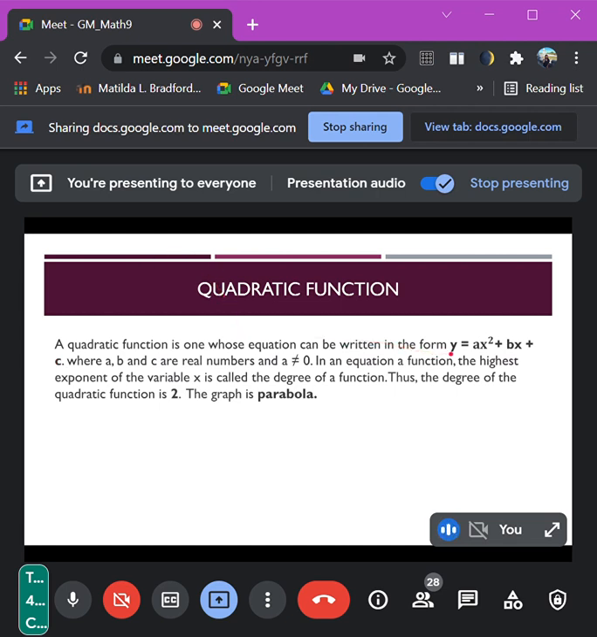So in this case, we put our y on the left side, or that is f of x. So you have there your a, b, and c should be real numbers, and your a should not be equal to 0. Okay? So here in our quadratic function, since we are talking about the degree of a function, you are going to know that using your exponent. So in a quadratic function, our highest degree should be 2. Okay, 2 is our highest degree.